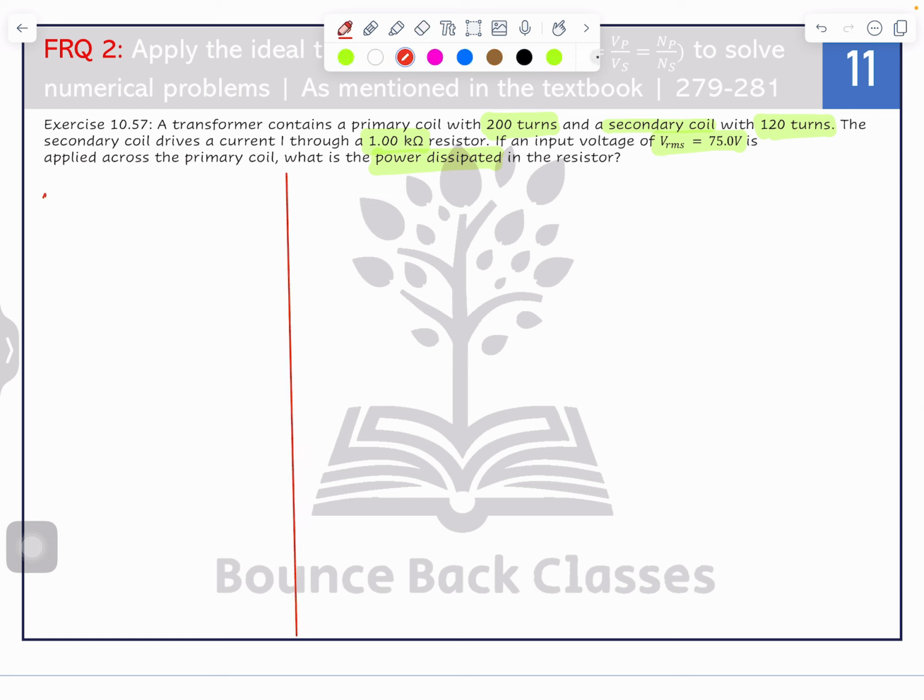Now the first factor, NP, which is your 200. Yes or no? Then the second factor we have, NS, which is equal to 120. And third, we have resistance R equal to 1 kilo ohm, which is equal to 1 multiplied by 10 power 3 ohm. So can I say 1000 ohm? Fourth point, VRMS, which is equal to 75 volt.